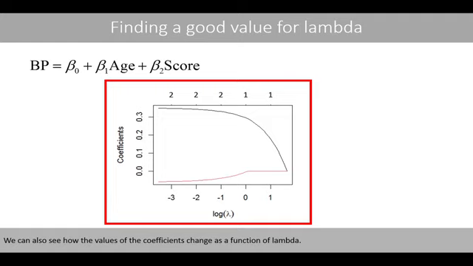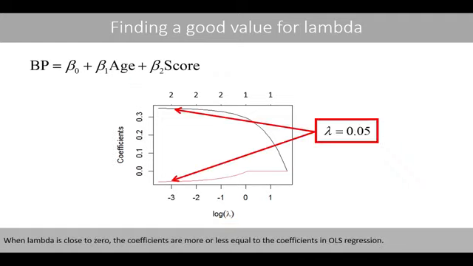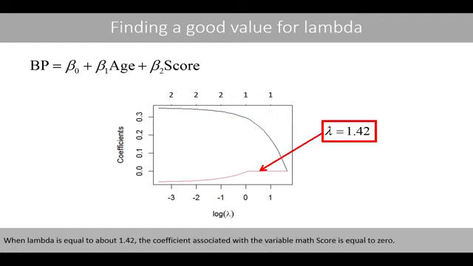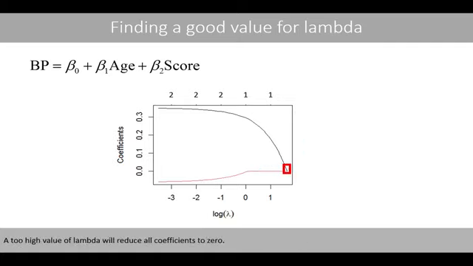We can also see how the values of the coefficients change as a function of lambda. When lambda is close to 0, the coefficients are more or less equal to the coefficients in ordinary least square regression. When lambda is equal to about 1.42, the coefficient associated with the variable math score is equal to 0. A too high value of lambda will reduce all coefficients to 0.